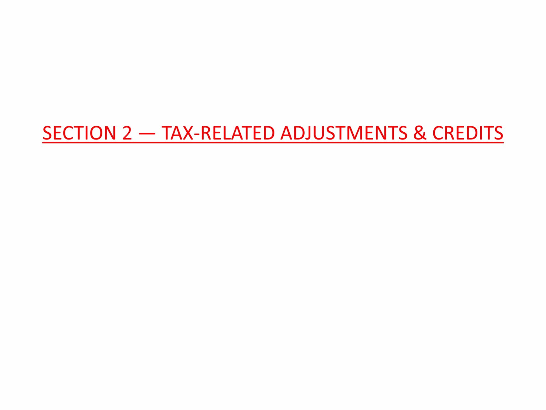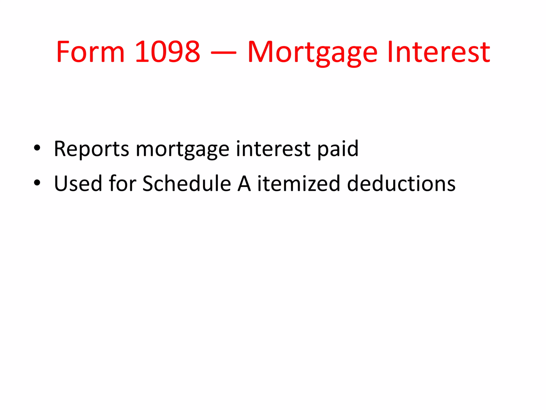Section 2, Tax-Related Adjustments and Credits. Form 1098, Mortgage Interest Statement. When you get it: if you paid mortgage interest during the year. Used for Schedule A, Itemized Deductions.